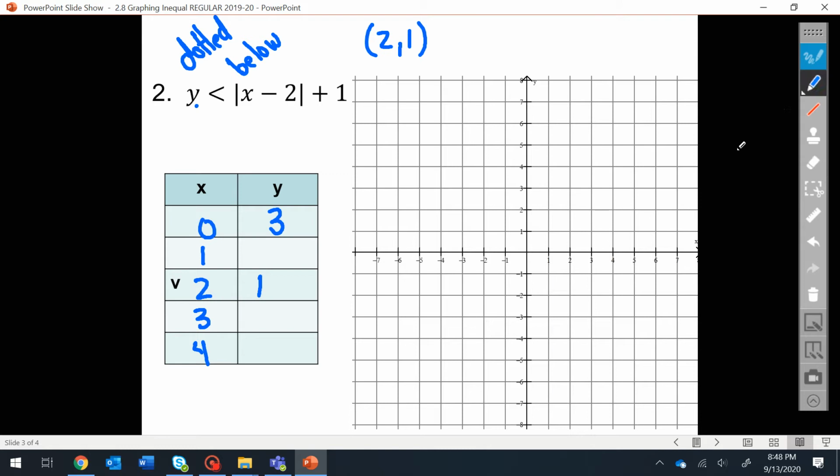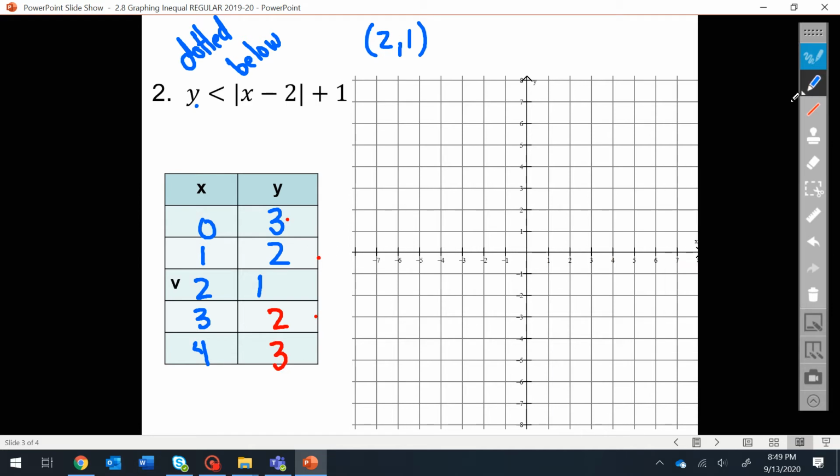Alright, let me try 1. So y is equal to 1 minus 2 plus 1. 1 minus 2 is negative 1. Absolute value of negative 1 is 1. And 1 plus 1 is 2. And if you had not noticed the pattern with the absolute value functions yet, after the vertex, they go back to the same ones. So if this is 2, this one's 2, and if this one's 3, this one's 3. Because remember, it's V-shaped. So those are going to be the same as these two.